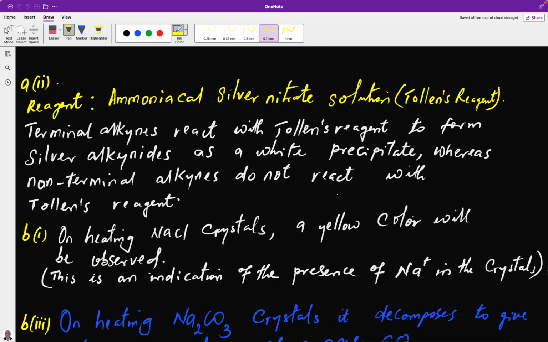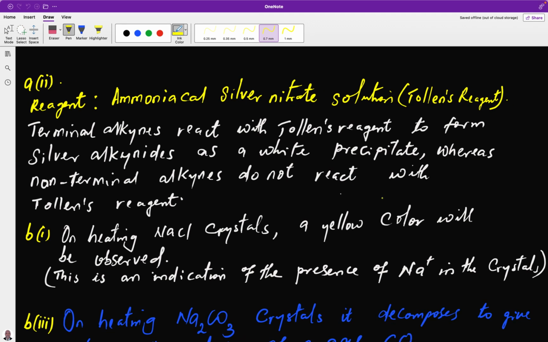Then again, for the purpose of revision, the write-up in white is not required for the answer. The write-up in yellow is the answer. The write-up in white is only for the purpose of revision. Terminal alkyne reacts with Tollens reagent to form silver alkanides as a white precipitate, whereas non-terminal alkyne does not react with Tollens reagent. That is all. I am giving you this for the purpose of revision. Don't include it in your answer.